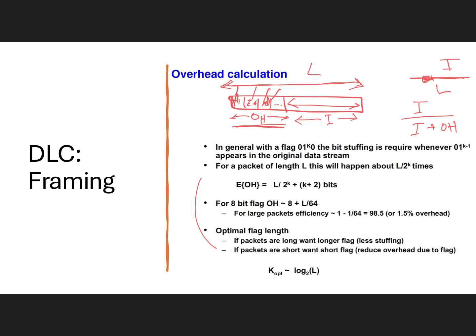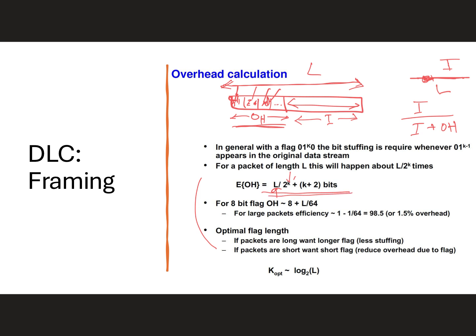So over here, it's just focused on the overhead related to flagging. And for this particular case, with the bit stuffing and everything, the expected value of the overhead has this expression, where L is the length of the packet. So that's the total length of the packet. And K is the number of ones in the flag. So that's the flag length, the number of consecutive ones in the flag itself. And then we have the calculation of the total overhead given by this formula.